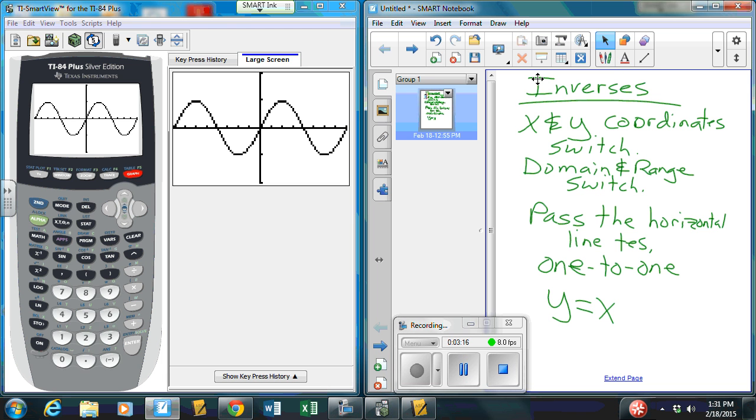So I want you to take a look at this sine function that we graphed on the calculator. Is it 1-to-1? Does it pass the horizontal line test? No. Absolutely not. If you put a horizontal line, how many times does it cross this? In this window it crosses 4 times, but it crosses an infinite number of times. So it's not 1-to-1.